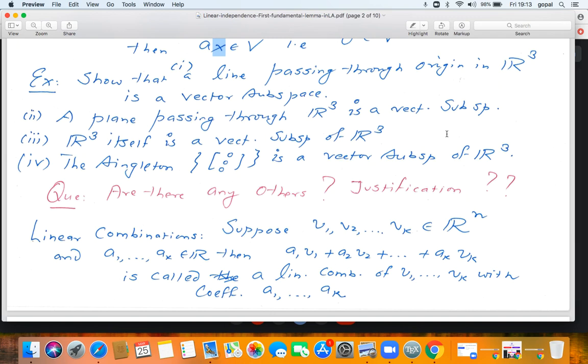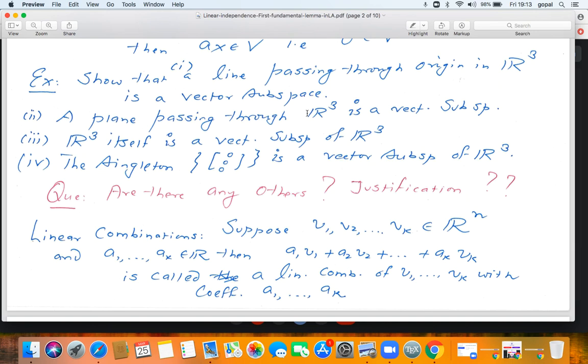A plane passing through the origin. A plane passing through origin. Again, the word origin is missing here. A plane passing through origin in R3 is a vector subspace. I will make these corrections and send them out to you. R3 itself is a vector subspace of R3. The singleton, consisting of only the 0 vector, is a vector subspace of R3. Here again, I repeat, a plane passing through origin in R3 is a vector subspace.